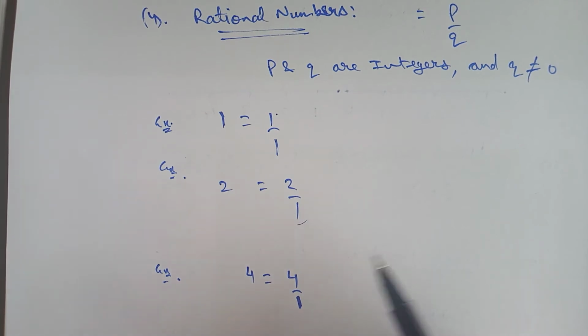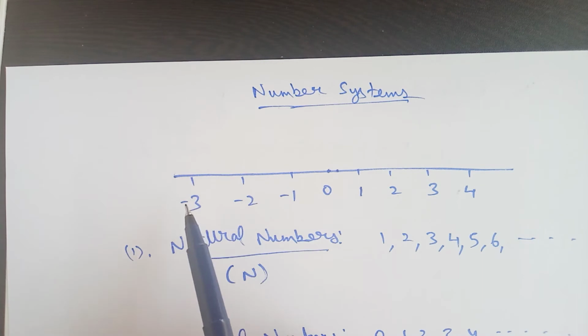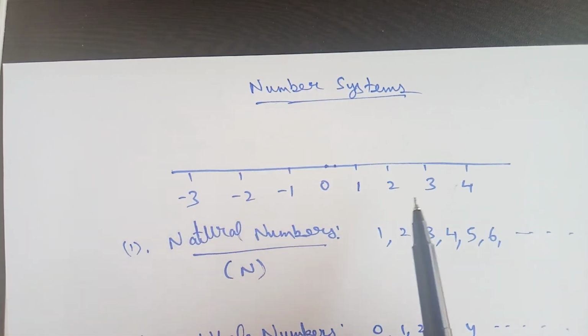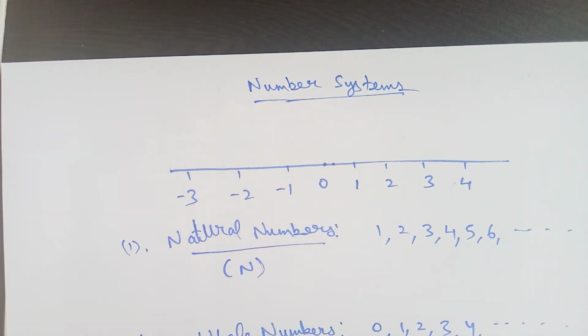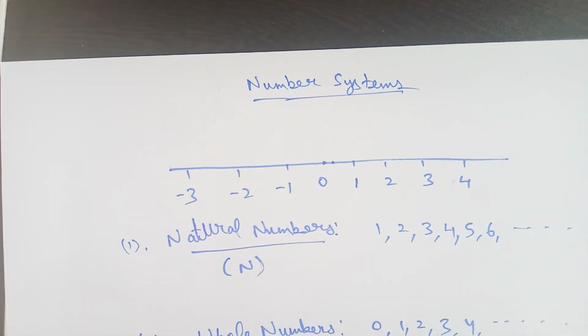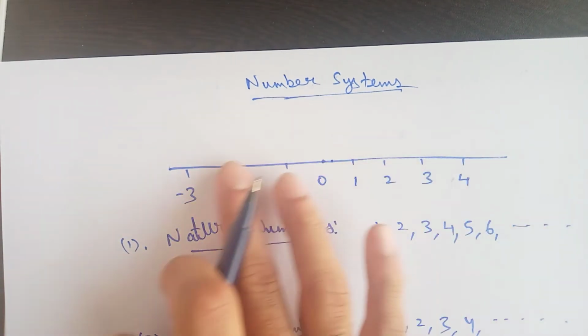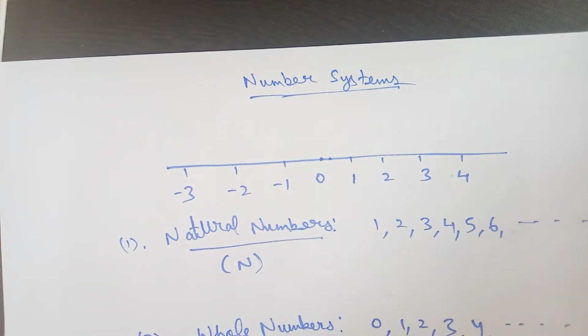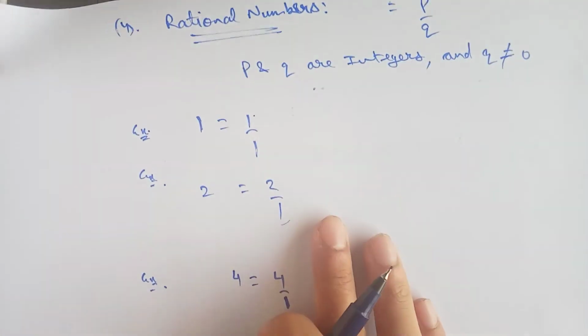Now all those numbers that I have written here are rational numbers. But can you imagine some other rational number that I have not mentioned here? Yes, there are many more rational numbers that I have not mentioned on this number line right now. I'll give you an example.